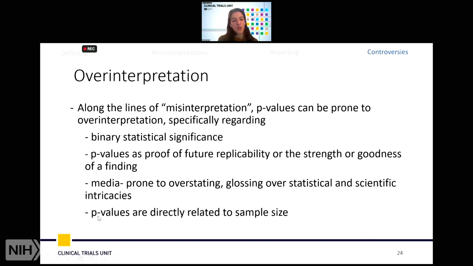Another way that we can think about overinterpretation is that because p-values are directly related to sample size, we can often go down the wrong path in thinking that our result is strong or good just because we have a really large sample and are able to detect a small effect. Or conversely, we think that we have failed to find something just because our sample is small and we have a non-significant p-value. That would be one possible overinterpretation in relation to sample size.